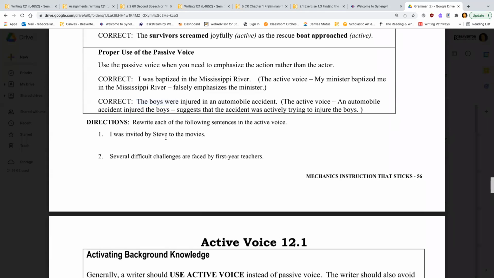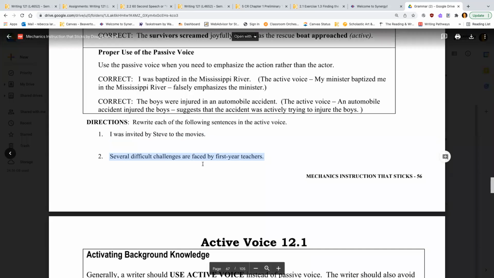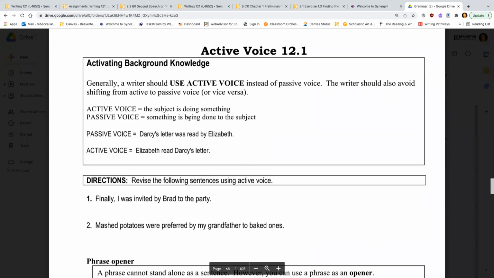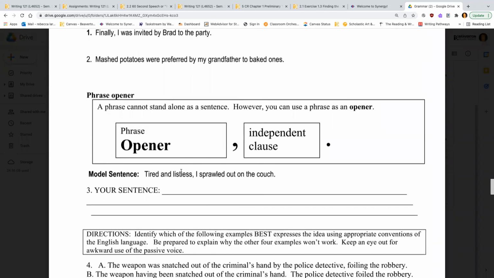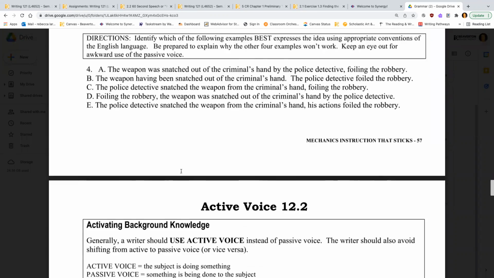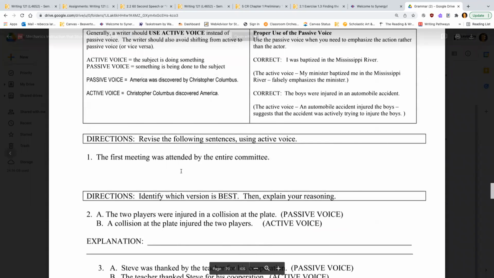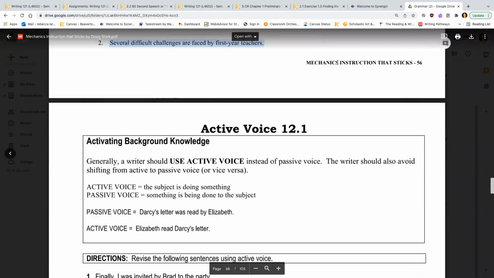So you are going to be practicing this as usual. You're going to be looking here. So instead of "I was invited by Steve to the movies," we would say "Steve invited me to the movies." For the second example, instead of saying "Several difficult challenges are faced by first-year teachers," we would say "First-year teachers face several difficult challenges," period. This has 3, so go ahead and go through revising the sentences, practicing your writing, checking the grammar, and we're going to do all 3 today to make our sentence clearer and our communication stronger, which is always the goal.